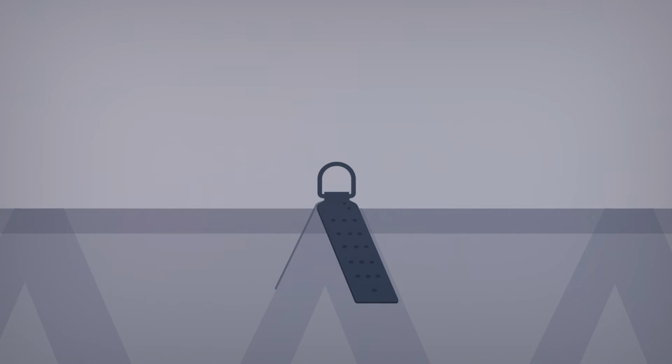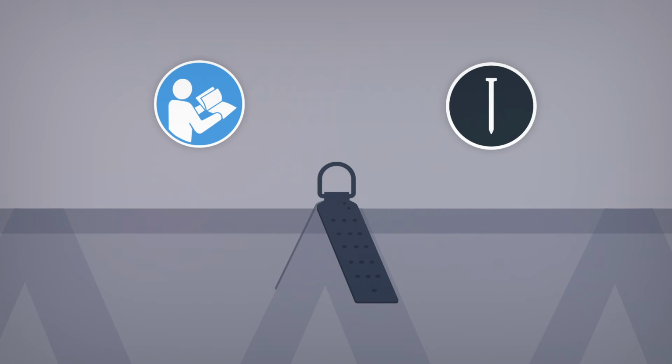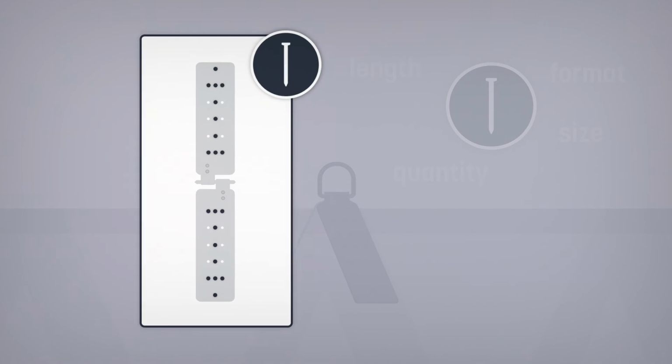Regardless of the model, a prefabricated anchor must always be installed according to the manufacturer's instructions. Always use the attachment devices required by the manufacturer. Respect the specified length, size, format, and quantity, for example. You also need to follow the required pattern for either nails or screws.